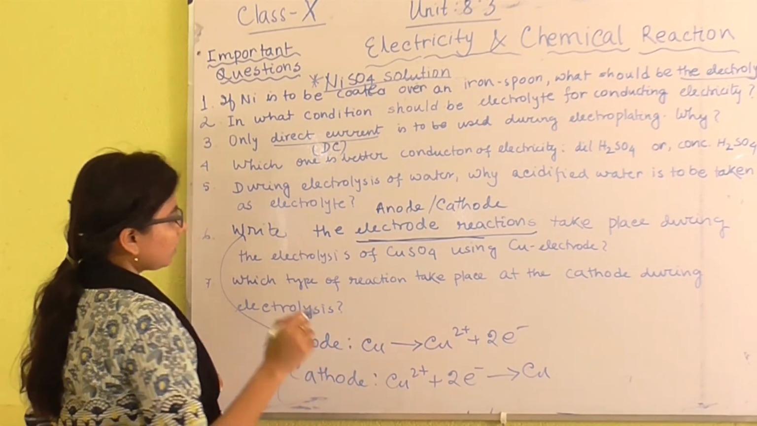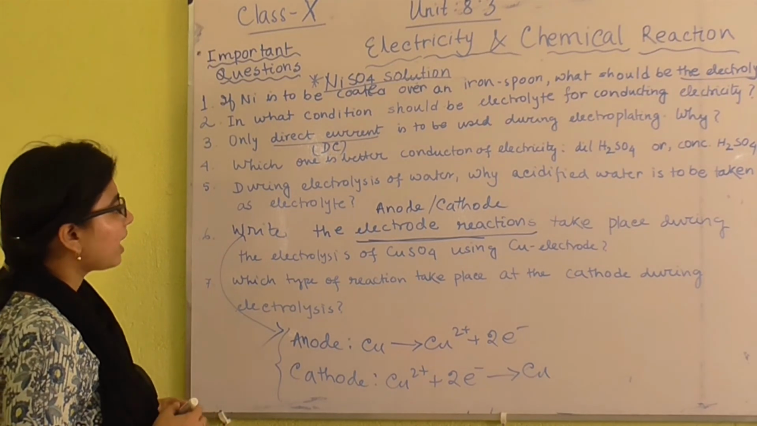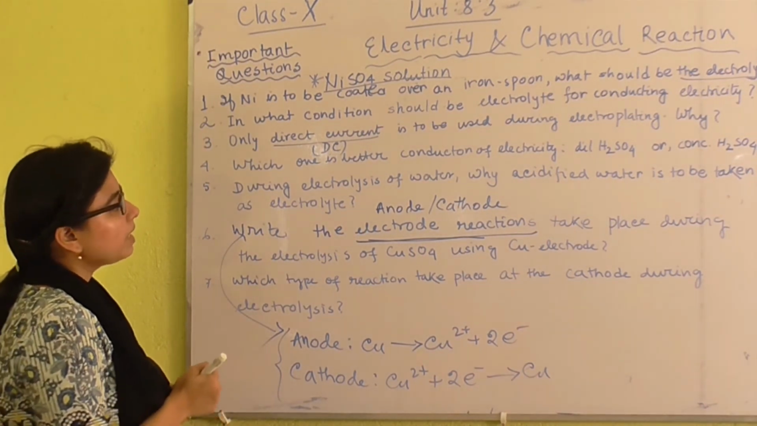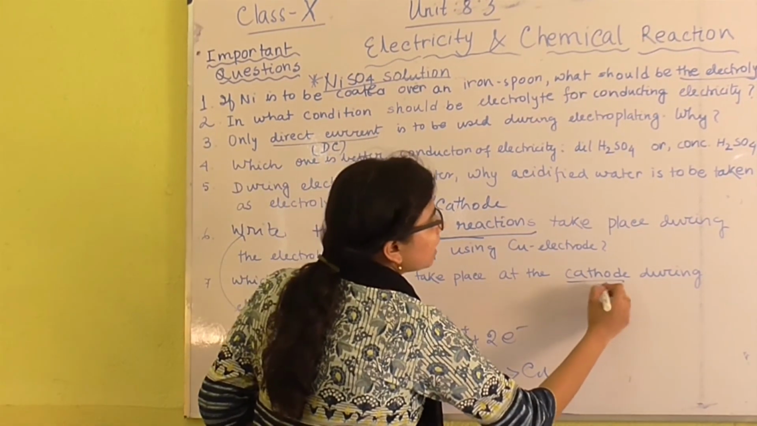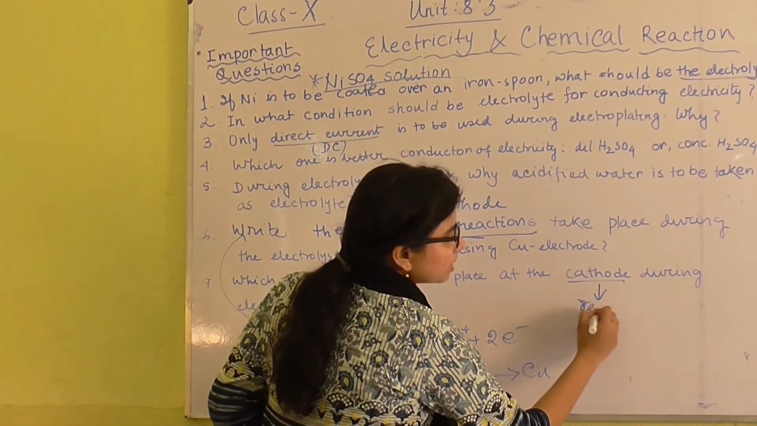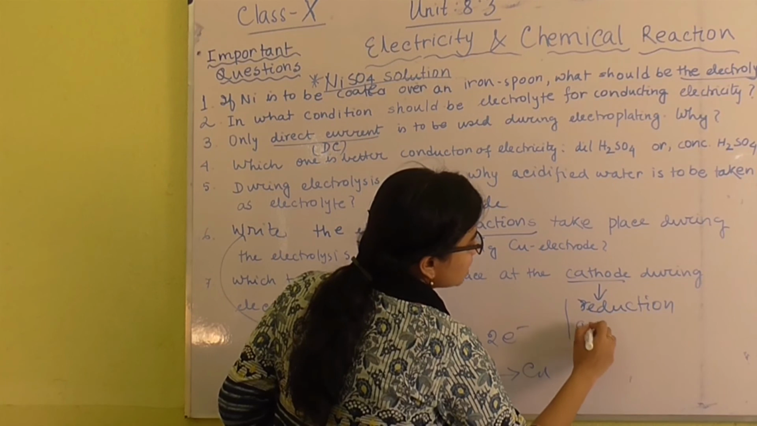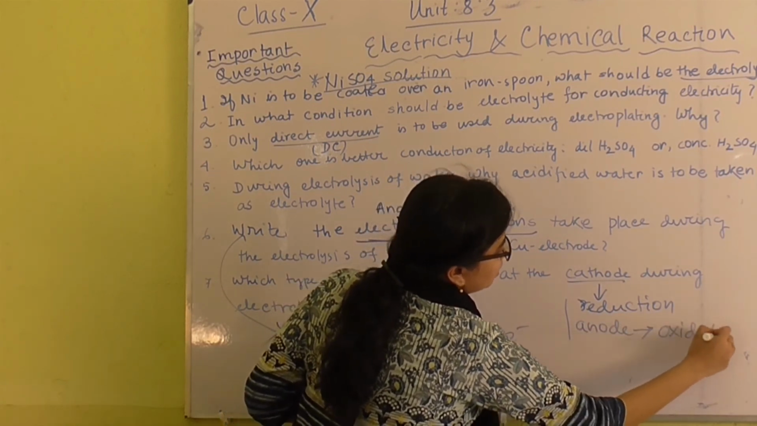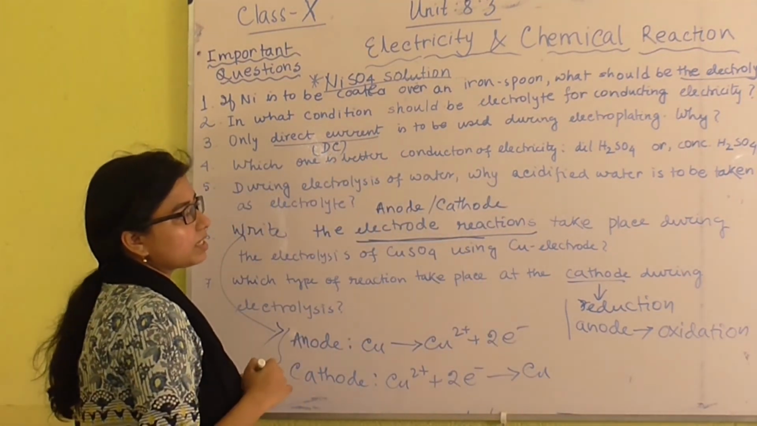And the last question is, which type of reaction takes place at the cathode during electrolysis. Now, this is a short question type. As I told before, at the cathode always reduction takes place. And if the question was anode, then it would be oxidation. Oxidation always takes place at the anode and reduction always takes place at the cathode.